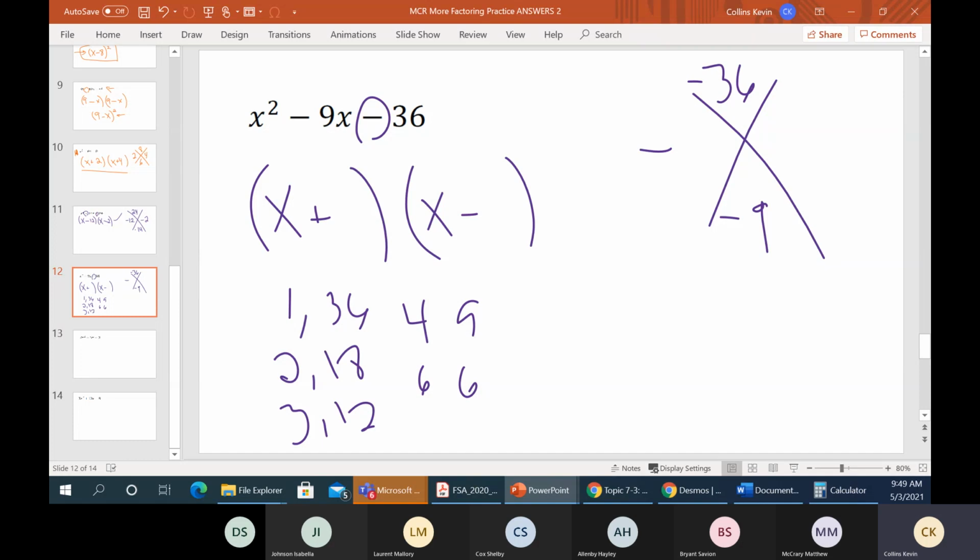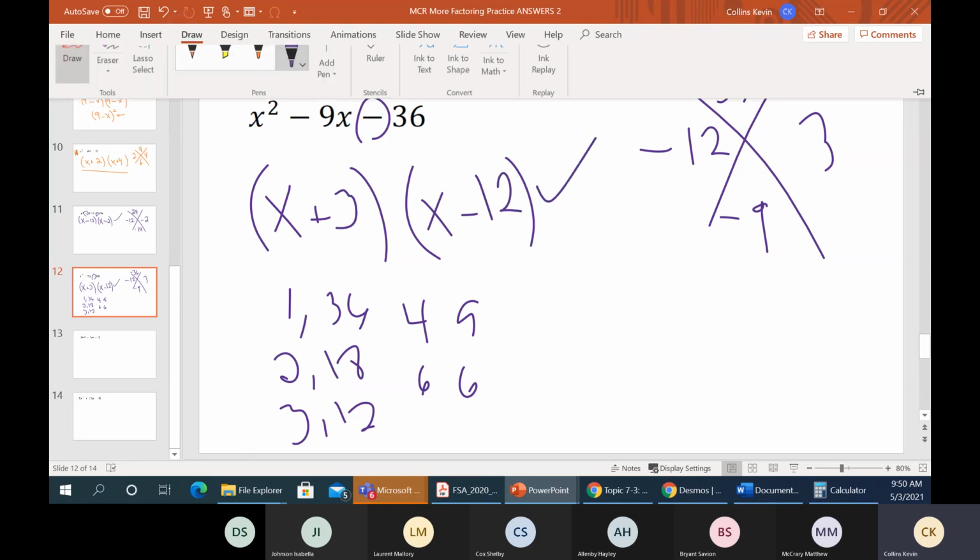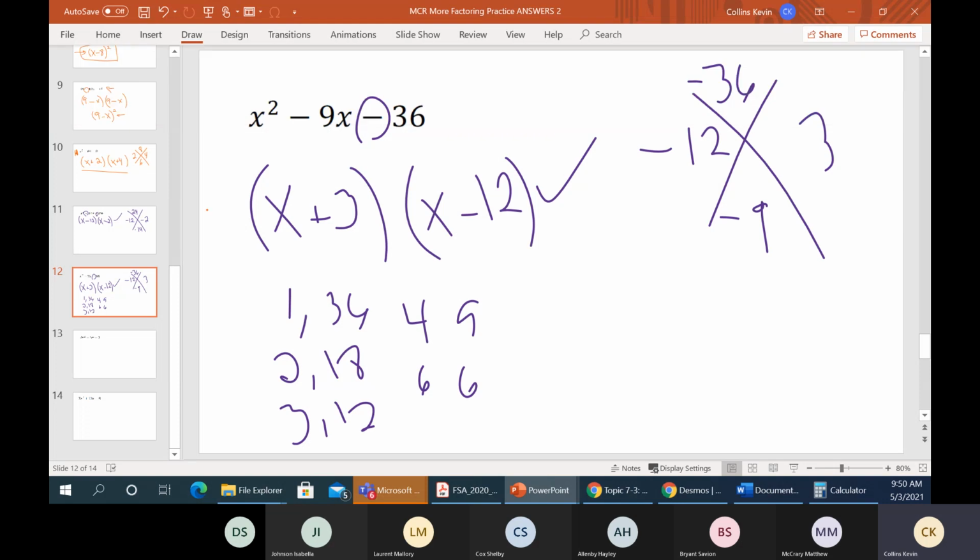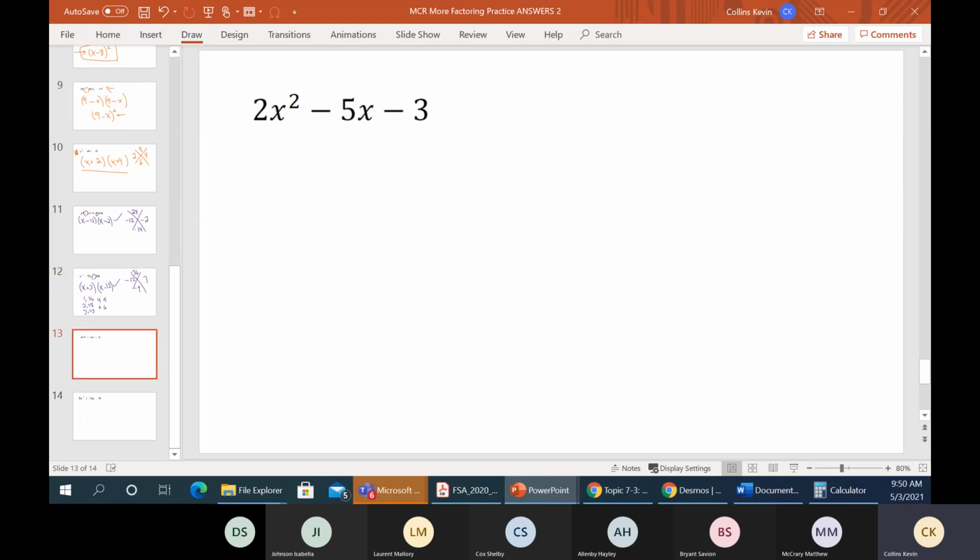So Shelby's thinking 3 and 12. That seems like a pretty good option. Which one are you going to make negative? I think you're onto something. Which one are we going to make negative? Yeah. So it'll be minus 12 and then 3. So minus 12 and 3. Good. Nice job. All right, let's go ahead and check out a couple more and then we'll move on.